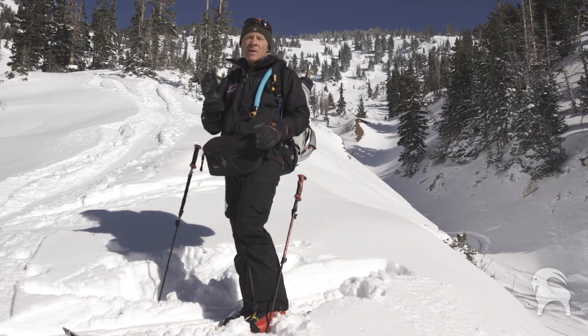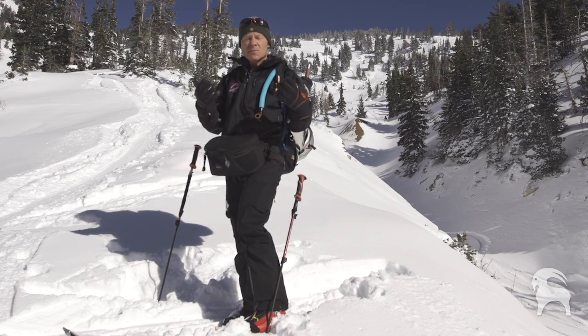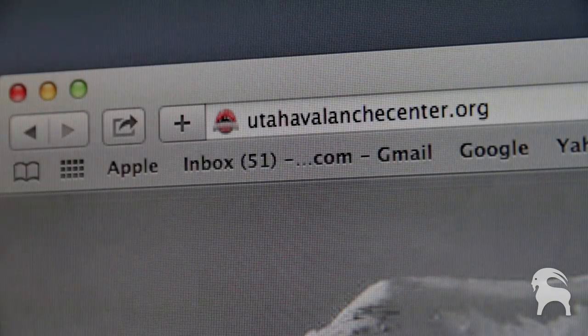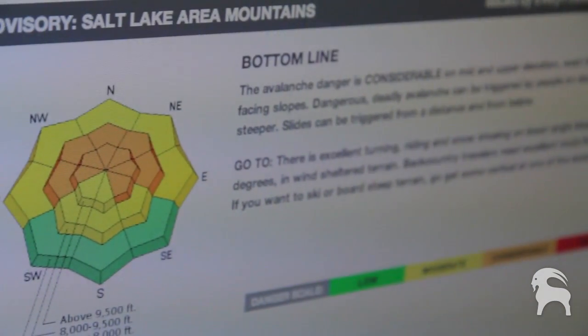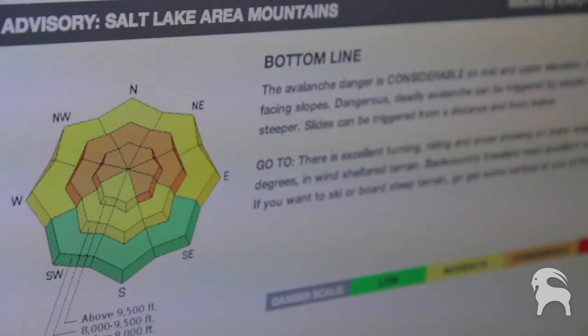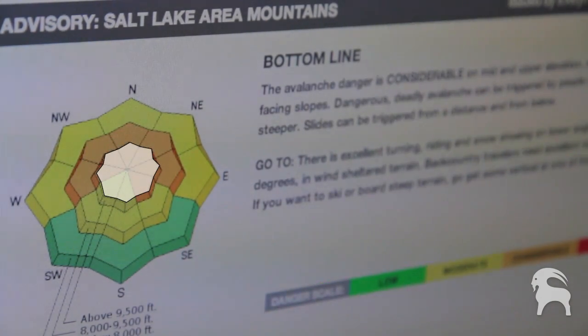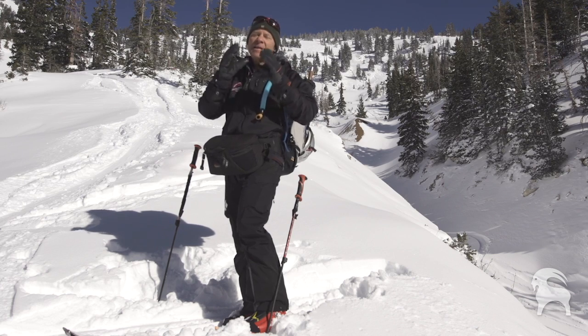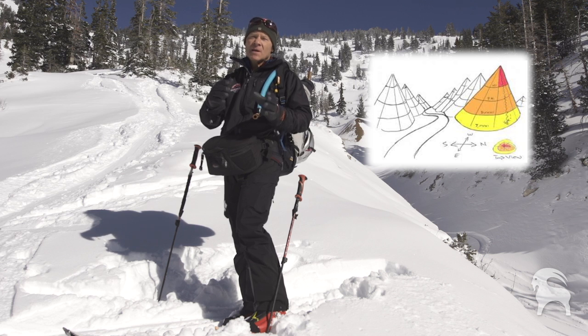A really handy way to know which slopes are dangerous and which slopes are safe is to go to the Utah Avalanche Center website. On our Avalanche Advisor, we have what we call a danger rose. So we plot the avalanche danger by aspect and elevation. The center of the rose is the top part of the mountain, the high elevation. The outside of the rose is the bottom of the mountain, the low elevation. So it's kind of like looking down on a cone-shaped mountain, if that makes sense.